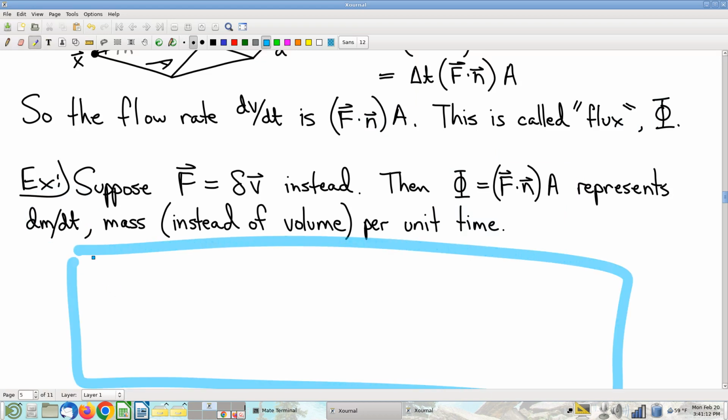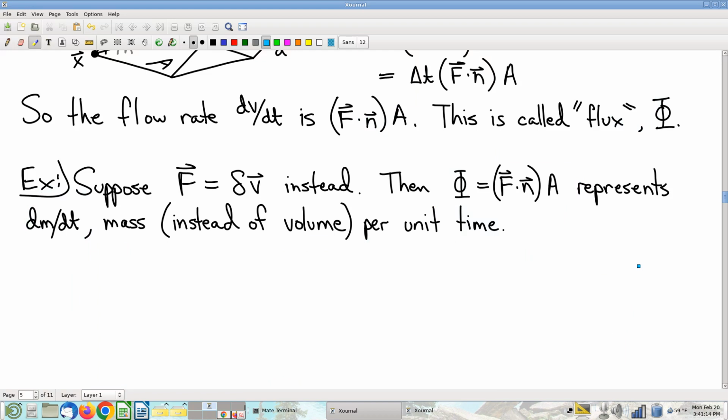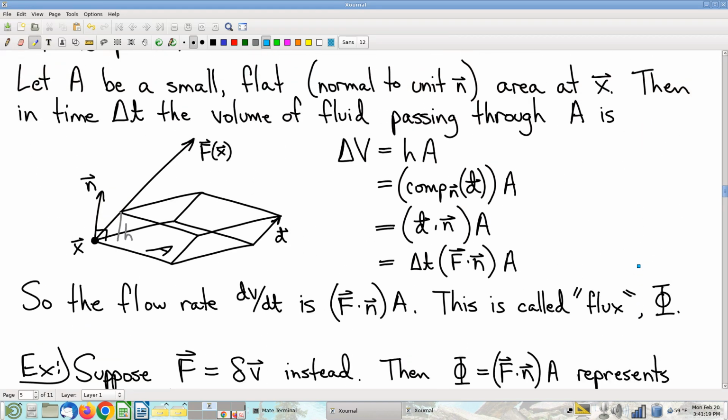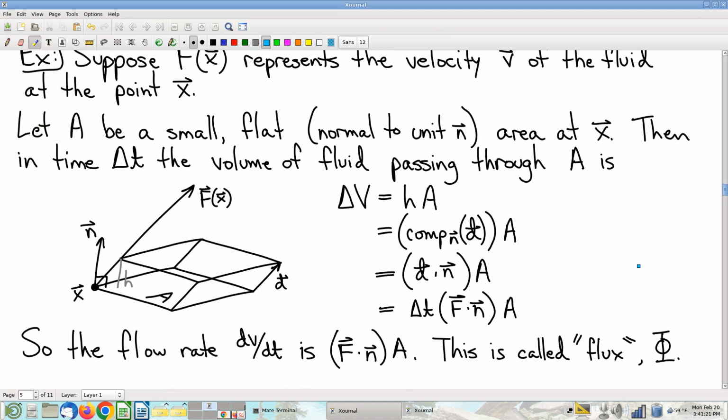I want you all to fill in the blanks on this. It's a really nice exercise. What you're going to do is pretty much use this argument here. It's just that instead of computing volume in a given amount of time, you will compute mass per unit time. Mass, of course, is volume times density. And then all of this kind of proceeds the same. This factor of density would just kind of come along for the ride, right?